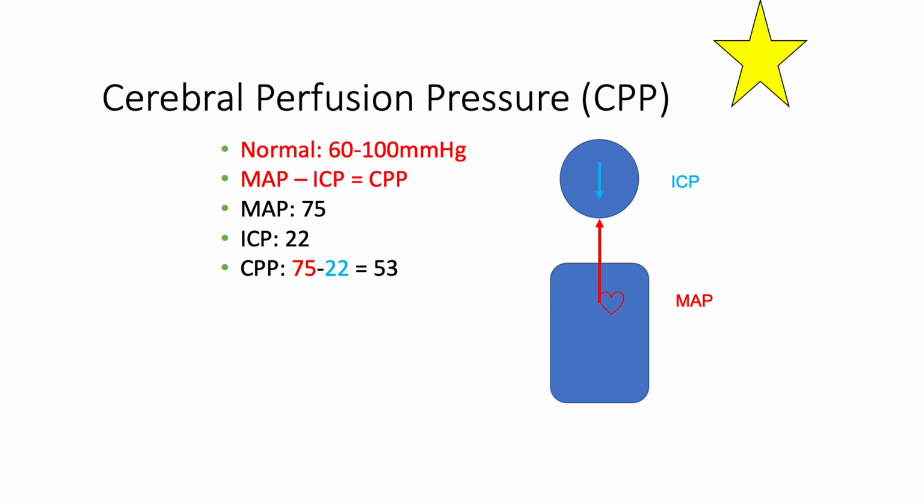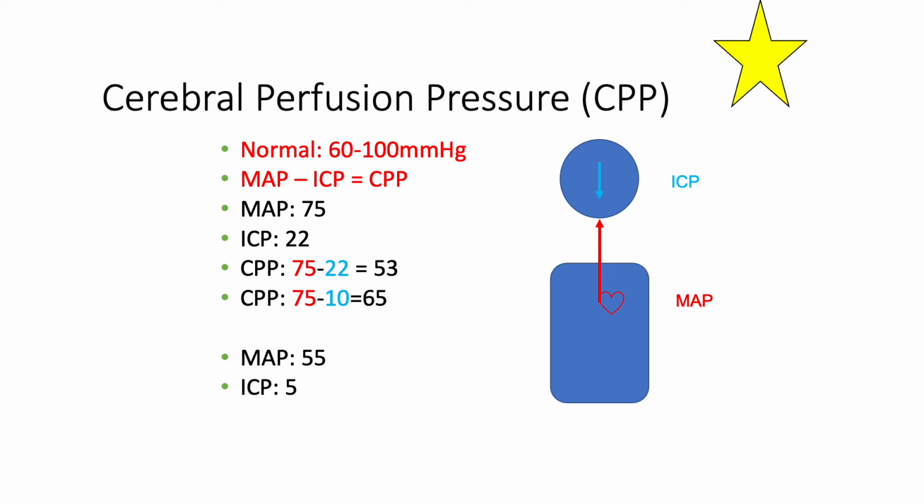So looking at what a normal CPP is, we know that this is low. This patient does not have adequate pressure perfusing their brain tissue. So what do you think needs to be done to help this patient? Now, because our MAP is normal, we need to take measures to reduce the ICP and get that back down to normal. So if we got our ICP down to 10 millimeters mercury, let's say, now we're only subtracting 10 from 75 and our CPP is within normal range. Let's look at another patient. We have a patient here with a low MAP of 55 millimeters mercury and a normal ICP of 5 millimeters mercury.